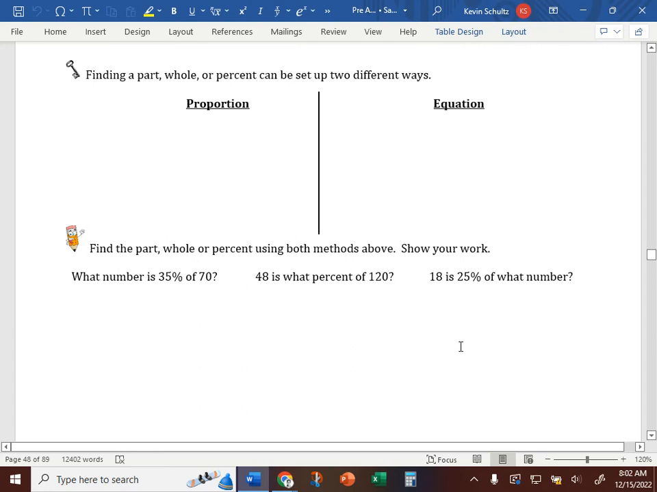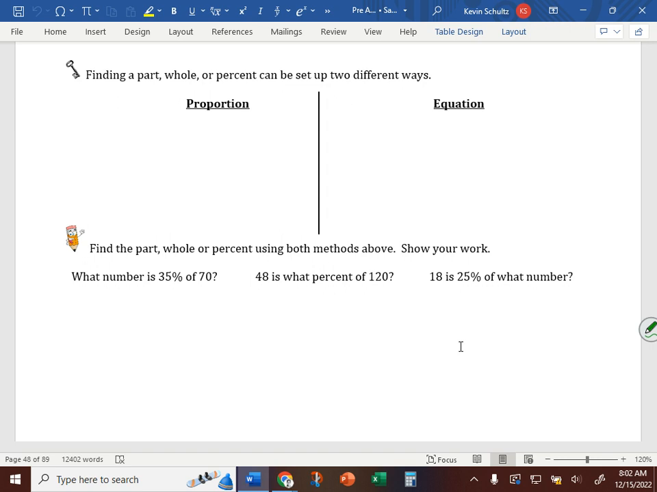Good day, pre-algebra. We are continuing PO26, where we learn about a couple of different formulas that will allow us to solve for a part, whole, or percentage in a percentage-based question. Which is really, when you have a percentage question, those are the three pieces you have: the part, the whole, the percent. And if you know two of them, you can solve for the third.